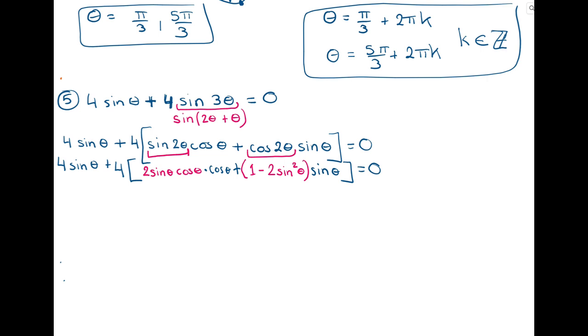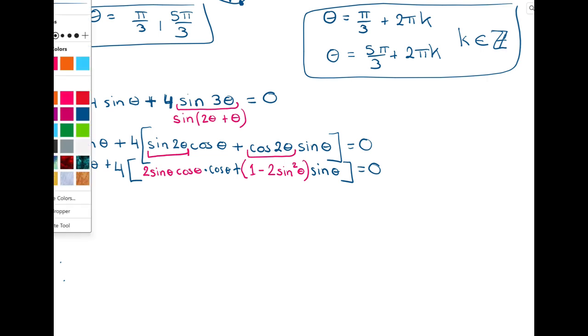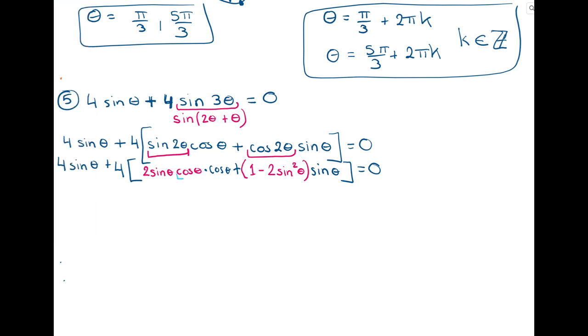Okay, so now what else can we do? Well, I'm looking and I'm noticing that I have a cosine times a cosine here. That would be a cosine squared theta. But I have a sine here, so I'm thinking, maybe I want a sine as well here. So cosine squared theta would be the same thing as 1 minus sine squared theta.